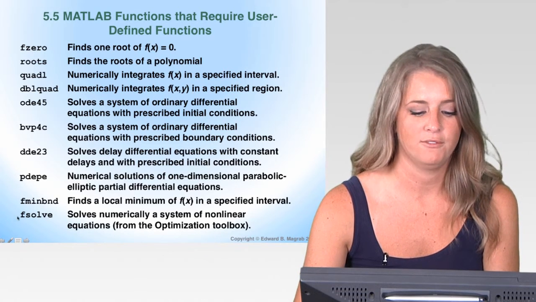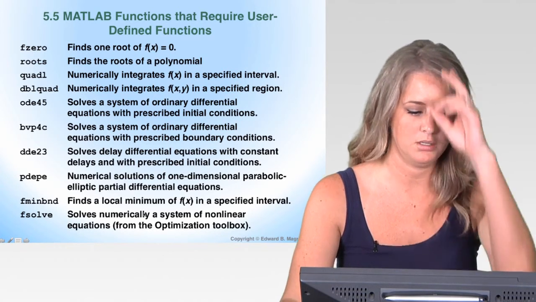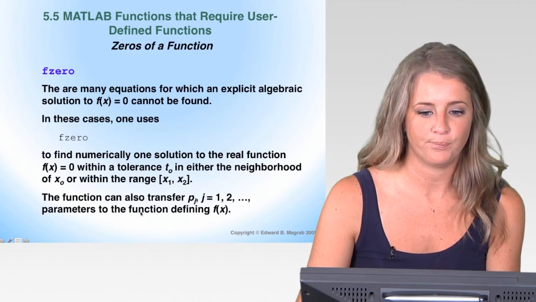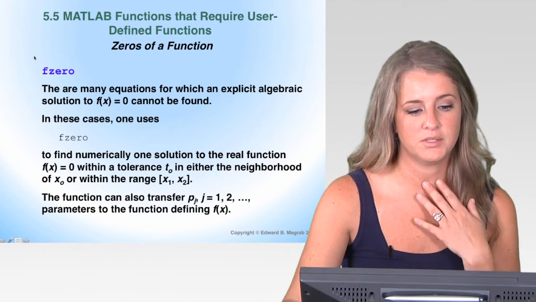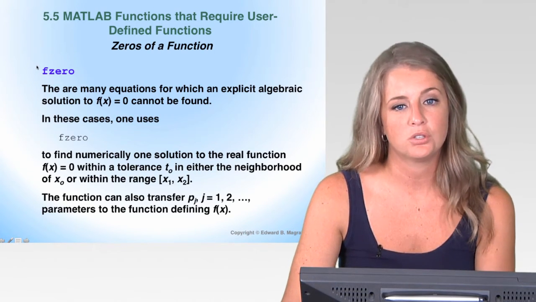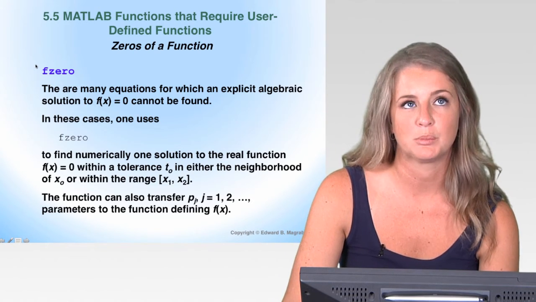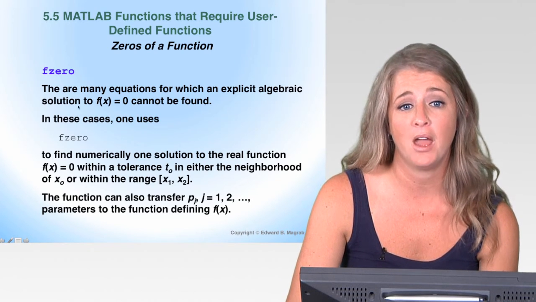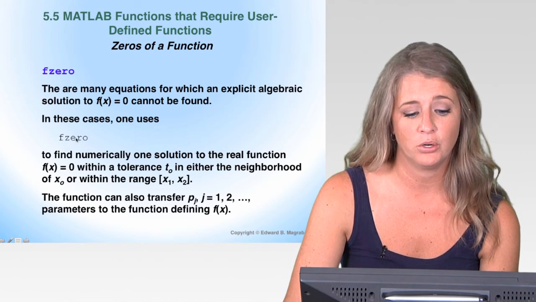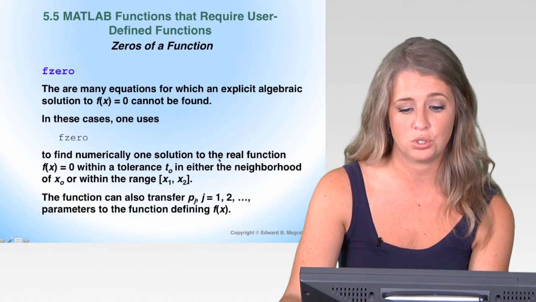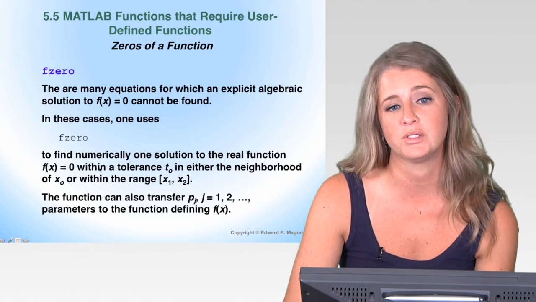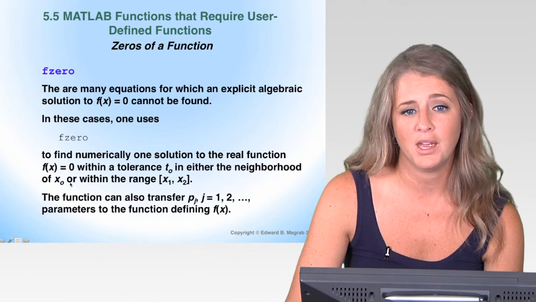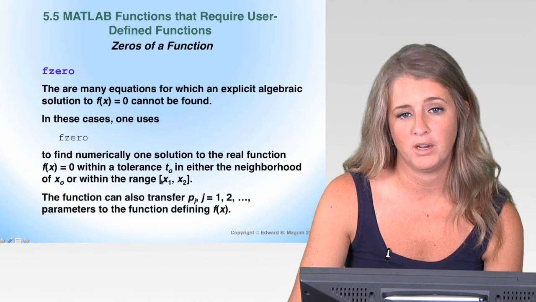But here are some other ones. fsolve is another one that you might use. It numerically solves a system of nonlinear equations for us. So here's a few of them. So we have fzero. There are many equations for which an explicit algebraic solution to f of x equals 0 cannot be found. So in those cases, we can use fzero to find numerically one solution to the real function f of x equals 0 within a tolerance of tol in either the neighborhood of x0 or within the range of some vector values.